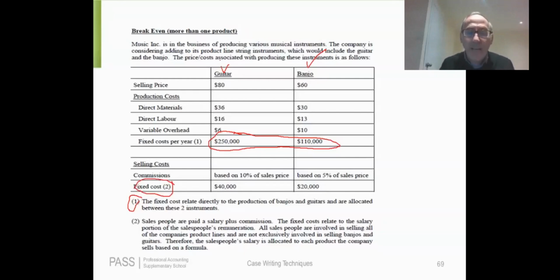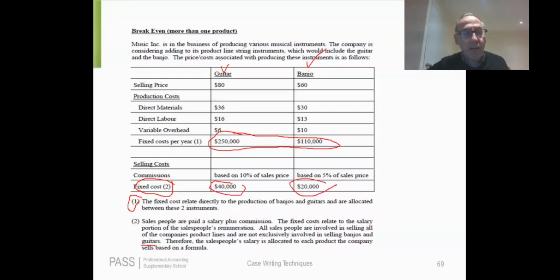All salespeople are involved in selling all of the company's product lines, and are not exclusively involved in selling banjos and guitars. So none of the fixed cost of sales relates directly to the selling of guitars and banjos. Salespeople sell all the products. So the fixed cost that we've allocated to guitars and banjos is simply an allocation based on some sort of formula.